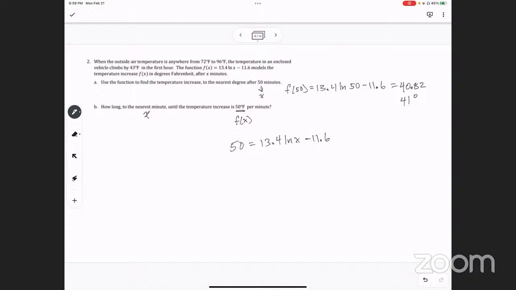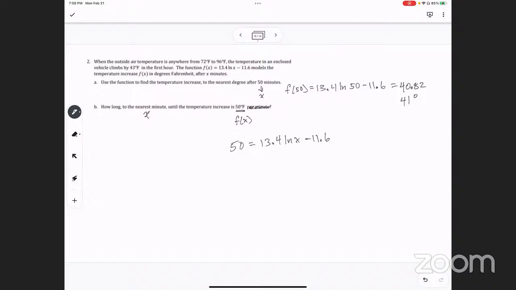Okay. How long until the temperature increase? I don't think they mean the temperature increase is 50 per minute. I think they meant 50 degrees. They don't mean 50 degrees per minute. It's never increasing 50 degrees per minute. Right? Yeah, they mean how long until the temperature increases 50 degrees.